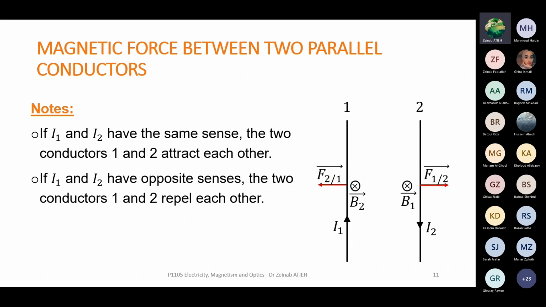So if they are moving in the same sense, we have attraction. Our conductors are attracting each other. If they are moving in opposite senses, we can say that conductors are repelling each other. So this is just an observation or a notice.